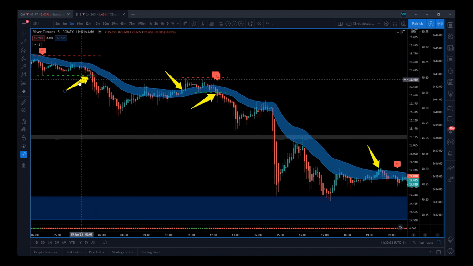So the entry wasn't here until this first yellow arrow, but look how this EMA cloud does hold as that non-linear resistance. Then we get the entry. Then when we come back to test the cloud, we don't get a close above the cloud until here, and that's when we get out. That's when we take the profit.